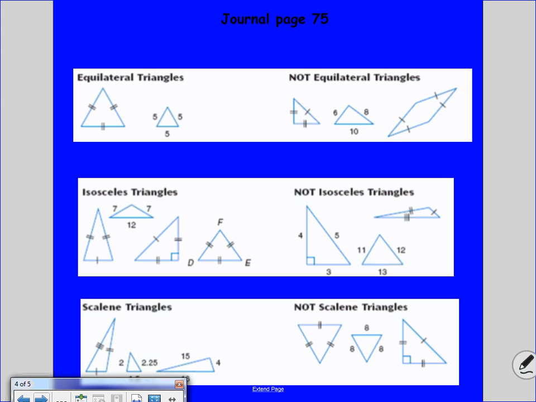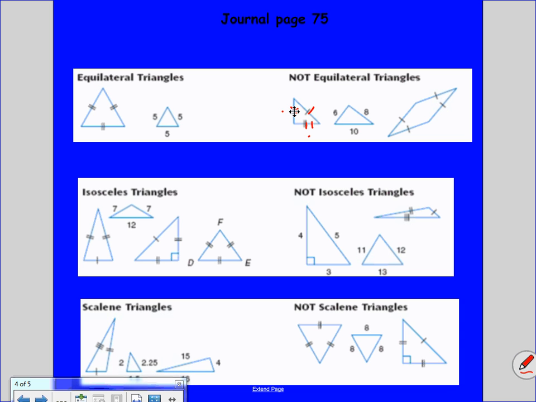So we have some examples here. This is in your math journal, but we'll be looking at this tomorrow for your assignment. Equilateral triangle, here's some examples. All the sides are the same. Looks like right here it's all 5. Over here, do you see these little lines? That just means that these two are the same. There's two little slashes. This one has one slash. It means this side and this side are the same.